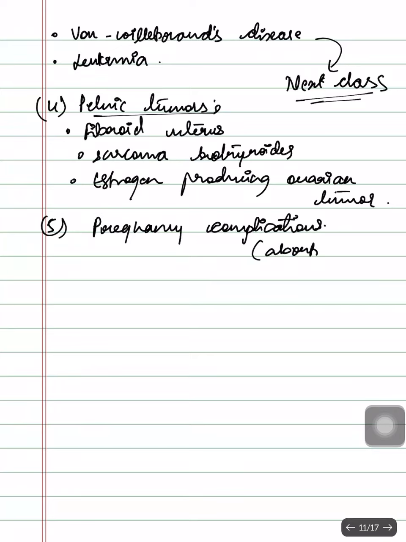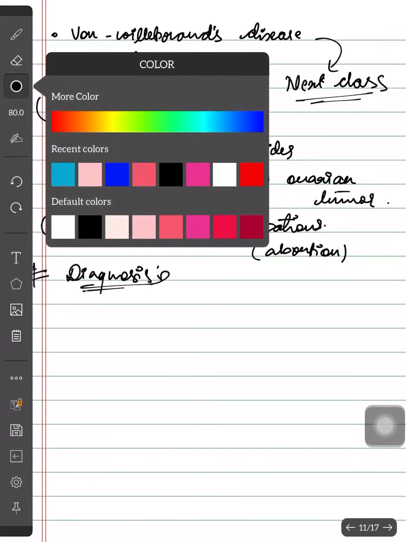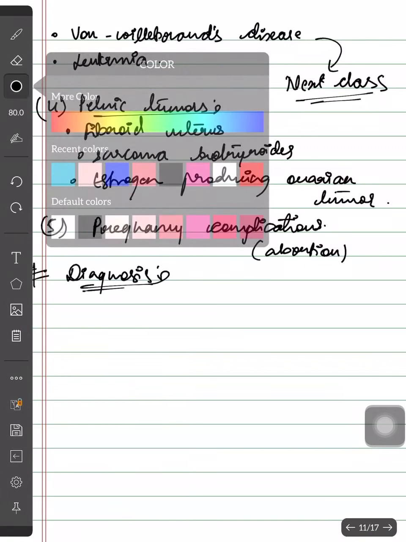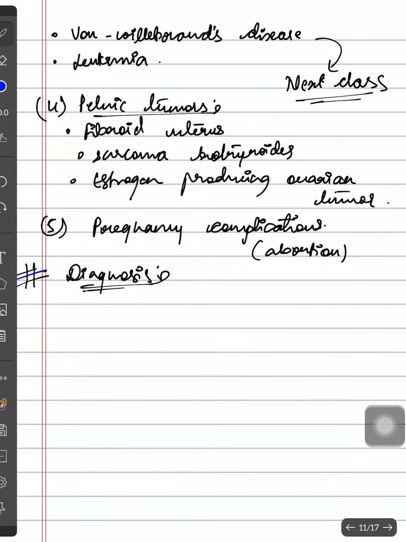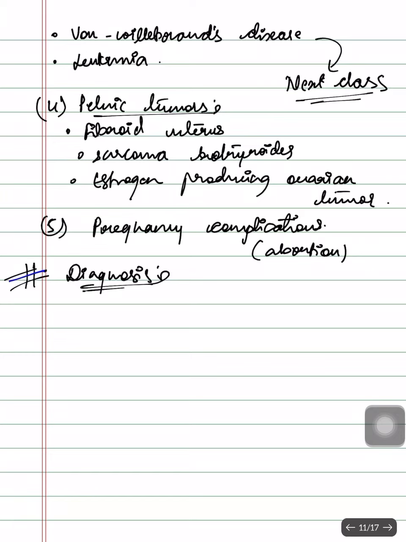Then how to diagnose menorrhagia once there is bleeding? It is made by careful history taking and clinical examination. The person has to have a careful history taking, and there should be certain clinical examinations. Next, we'll go to investigations.